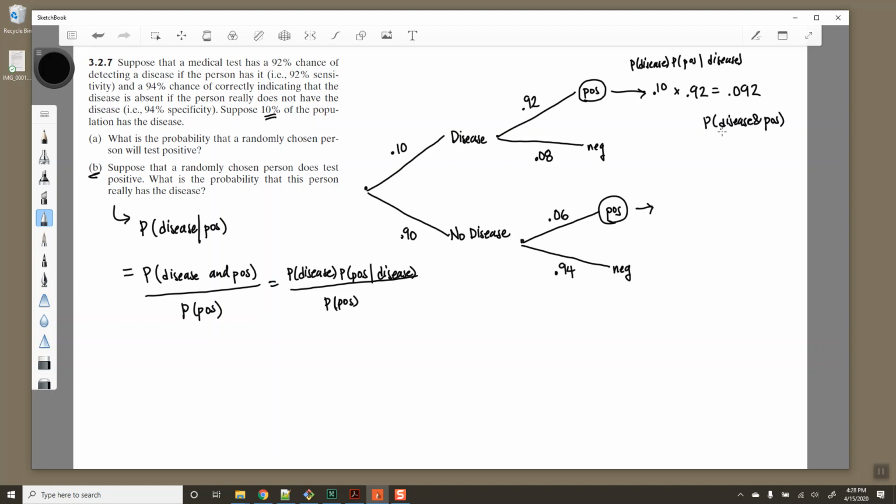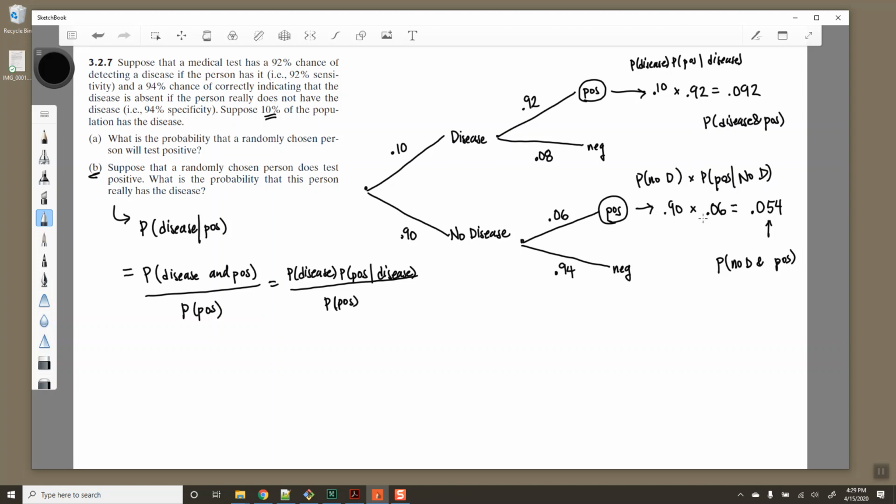Okay, and then there's a second way of testing positive. These would be the false positives. The person doesn't have the disease. That's a 90% probability that they don't have the disease. And yet, because tests are not perfect, they might still test positive, okay? And so this is going to end up being 0.054. This is the probability of no disease times the probability of testing positive given no disease. All right, and so this value is the probability of no disease and a positive test.